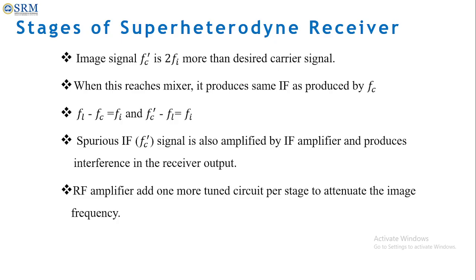Usually, the image signal frequency can be cancelled by the intermediate amplifiers. The image signal frequency FC dash is twice FI more than the desired signal frequency. What happens here is that this spurious FC dash signal is also amplified by the IF amplifier and produces some interference in the receiver output. So we have to provide a tuned circuit at the RF amplifier stage to attenuate these image frequencies.